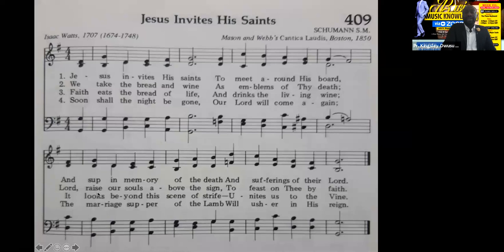Okay, so let's look at another exercise. Jesus invites his saints. The lyrics were written by Isaac Watts in 1707. Now, what is the key signature? G major, of course. What is the time signature? 4/4. But look at the first note, we have only one crotchet beat in the first bar.